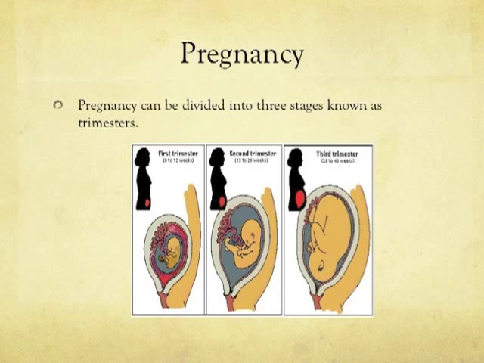Now that we've finally made it through prenatal development, we can start to talk about pregnancy. Pregnancy can be divided into 3 stages known as trimesters. The first trimester consists of weeks 0 to 12. The second trimester is weeks 13 to 28, and the third trimester is weeks 29 to 40.